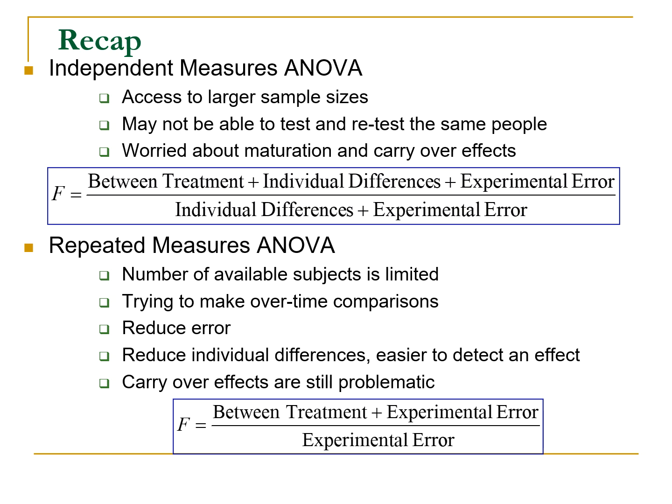By reducing individual differences, it is easier to detect an effect because all we're looking at is between treatment plus experimental error divided by experimental error. So we've gotten rid of individual differences in this equation. Again, carryover effects, especially if the same population is taking the same test over and over again, may be an issue as well. We'll talk a little bit more about this in the next set of slides.